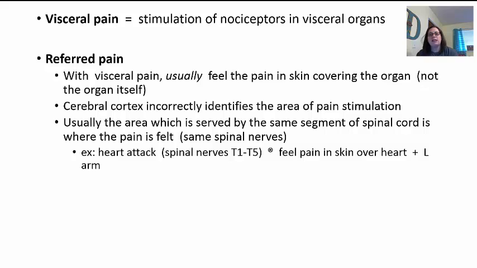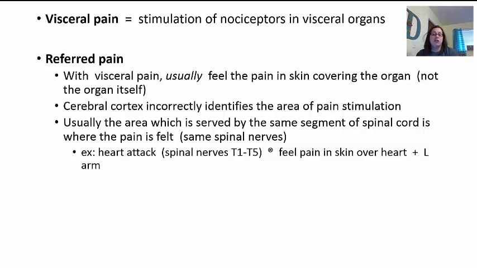And what happens with this is that the cerebral cortex a lot of times will incorrectly identify the area of where the pain's coming from. So it's like it thinks that the skin there is damaged, but it's actually the organ underneath the skin. Now, usually the area which is served by the same segment of spinal cord nerves, that's where you're going to end up feeling that pain.